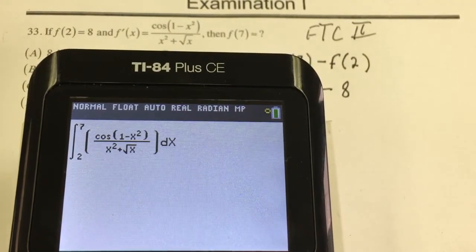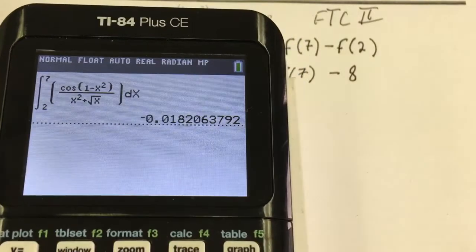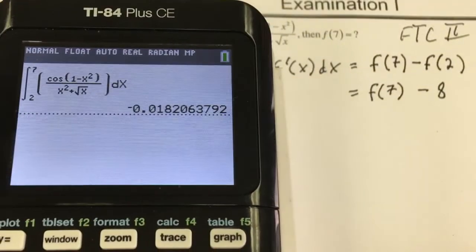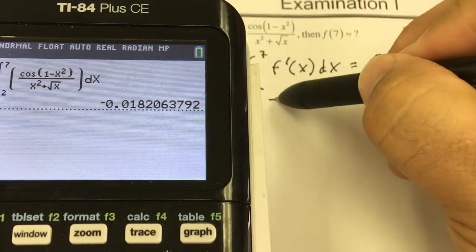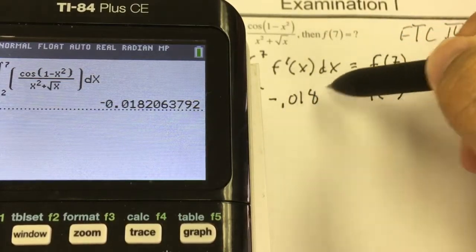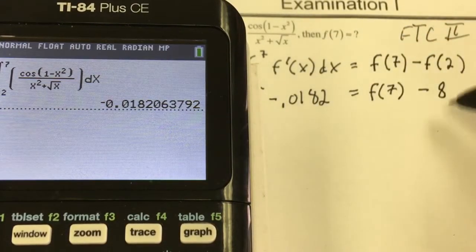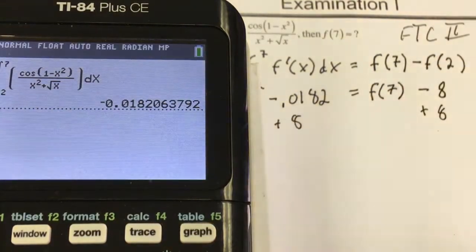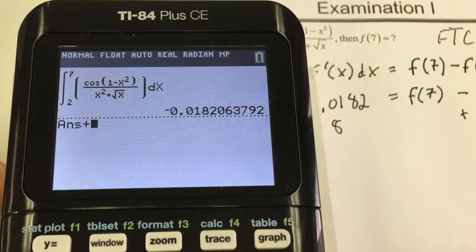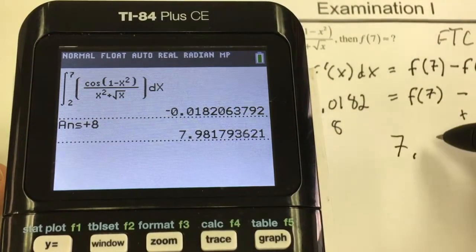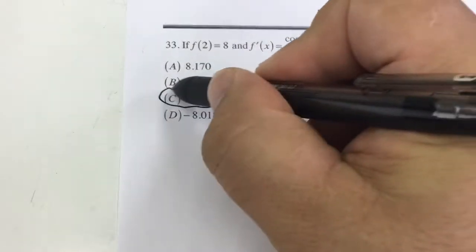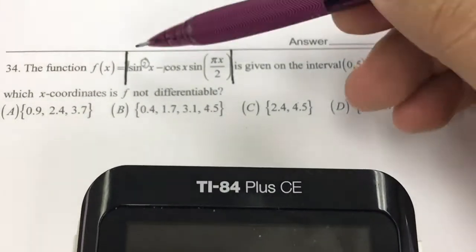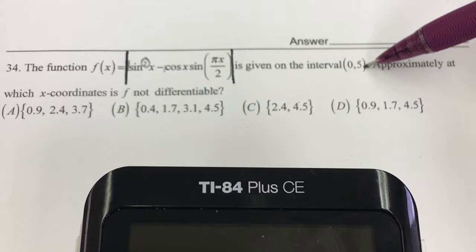And then just enter that. It's even taking my calculator a while. But that's going to be my value over here. So that's going to be negative 0.0182. So this value over here equals negative 0.0182. And I'm going to cut it off there. And then I'm going to add 8 to both sides. So I add 8 here, and I add 8 to that monster, and it's just going to be my calculator, plus 8. And that gives me 7.982. Choice C.